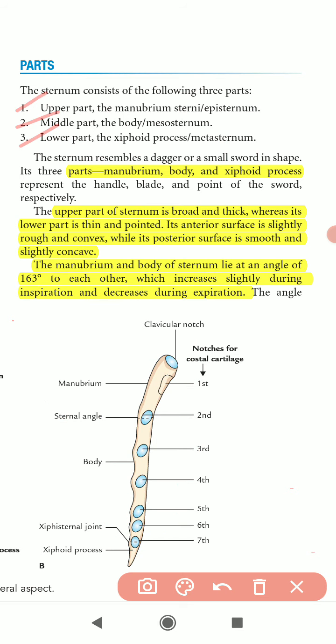This angle usually increases while we take inspiration and decreases while we take expiration. That means when we inhale air, the angle will increase, and when we exhale air, the angle will decrease.